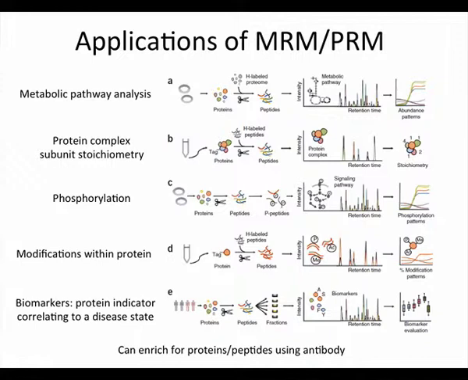So there are a lot of applications of MRM and PRM. The first is looking at metabolic pathways. If you're looking at a cell and you want to know all of the things that are happening in a specific pathway, you can actually look at all of those if you do an MRM for each of those different proteins. The protein complex stoichiometry, same kind of thing. You can quantitate exactly how much of each part of your complex you have. Phosphorylation levels, so you can actually do phosphopeptide MRM. Any kind of modifications similarly within a protein. And then again, the most commonly used thing is biomarkers. So in cancer or any other disease, looking at the difference between a level of protein in a tumor versus a normal cell.